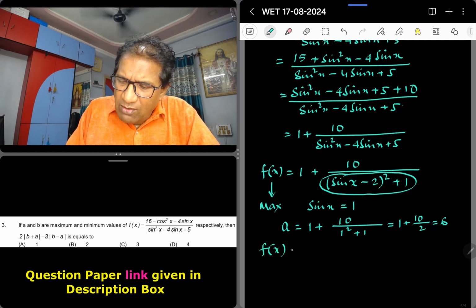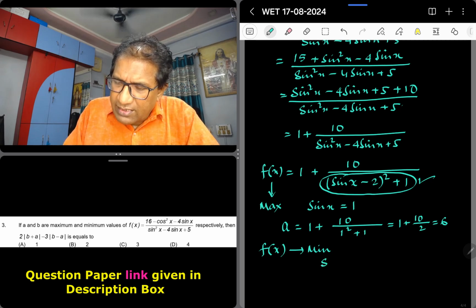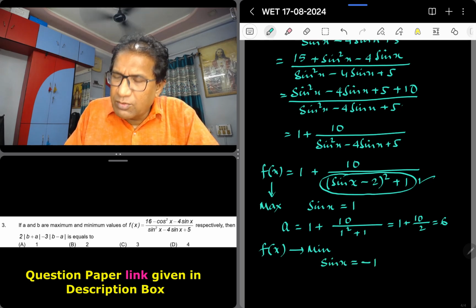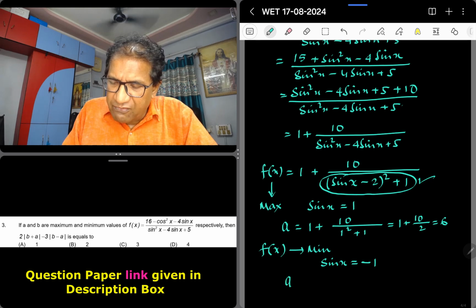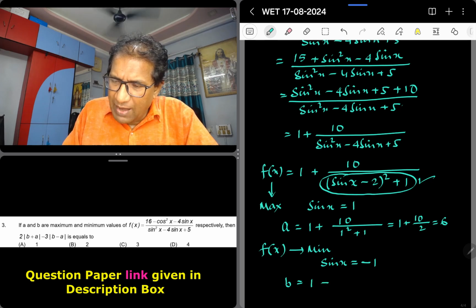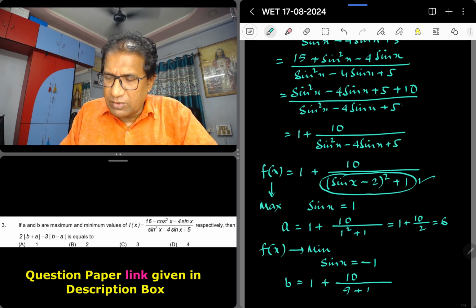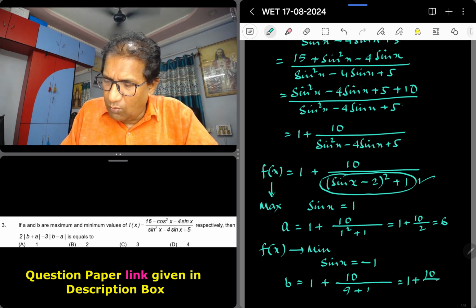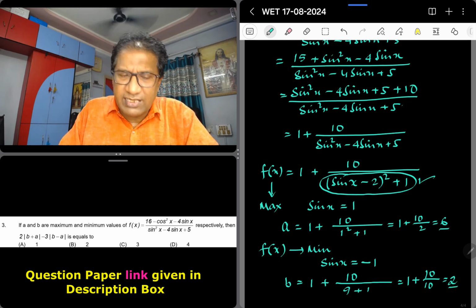Now, what will be the minimum value of f(x)? f(x) will be minimum when this expression is maximum. And the maximum occurs when sin x is minus 1. Therefore, the minimum value of the function f(x), which is your B, is 1 plus 10 over, because (minus 1 minus 2) whole square gives us 9, and 9 plus 1 is 10. So it's 1 plus 10 over 10. That gives us 2. Therefore, the maximum value is 6 and the minimum value is 2.